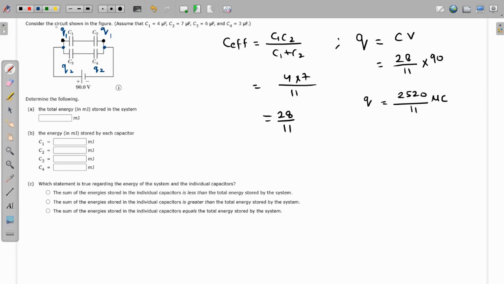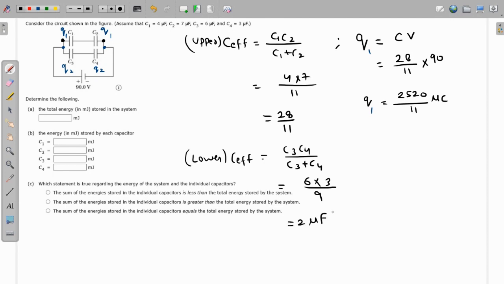If this is the charge, and in fact this is the charge Q1, now we can easily find the energy which is being stored in it. By the way, this is the C effective of the upper one. What is the C effective of the lower one? The C effective is going to be C3 C4 over C3 plus C4. That's going to be 6 times 3 over 9, which is going to be 2 microfarad.